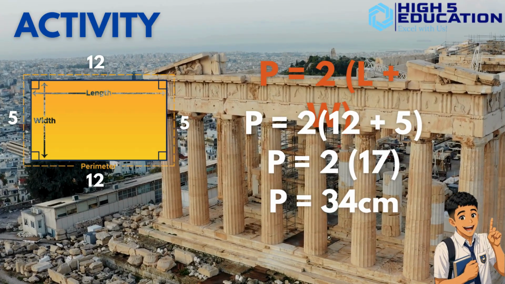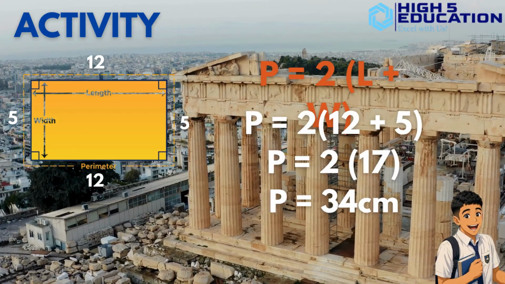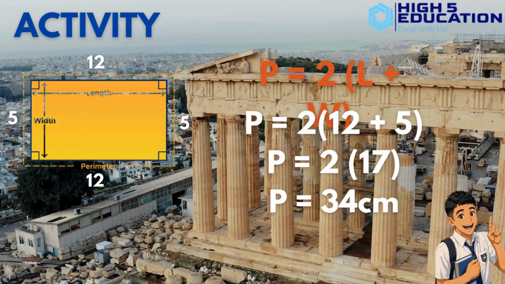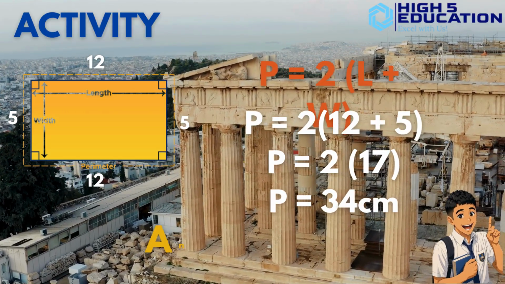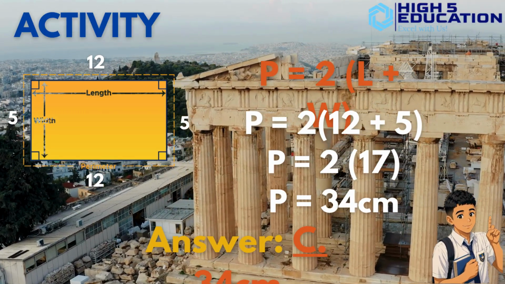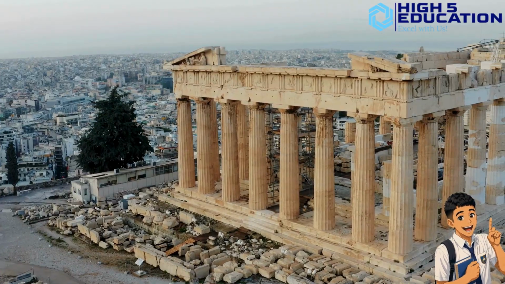Now, let's check our answer against the choices. A, 17 centimeters. B, 24 centimeters. C, 34 centimeters. D, 60 centimeters. Excellent work. The correct answer is C, 34 centimeters. Excellent work on question 1, mathematicians.